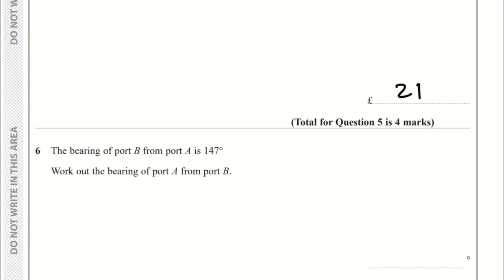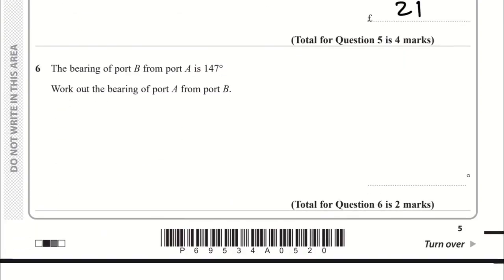Okay, let's go to question number 6. Question number 6 says the bearing of port B from port A. From port A. So we're going to start from port A. Let's call this port A. All right, what's the bearing?